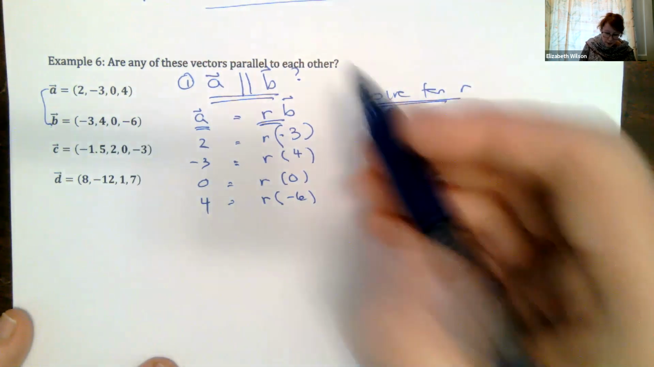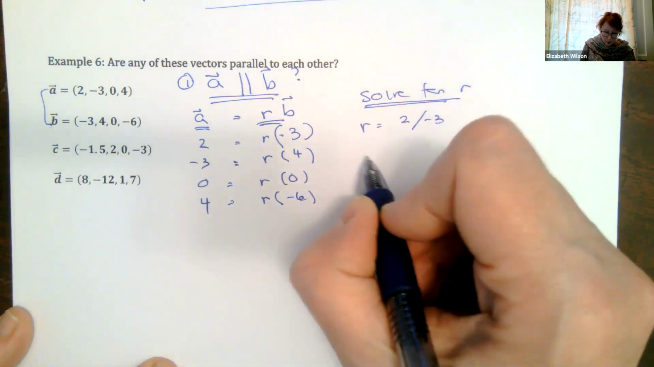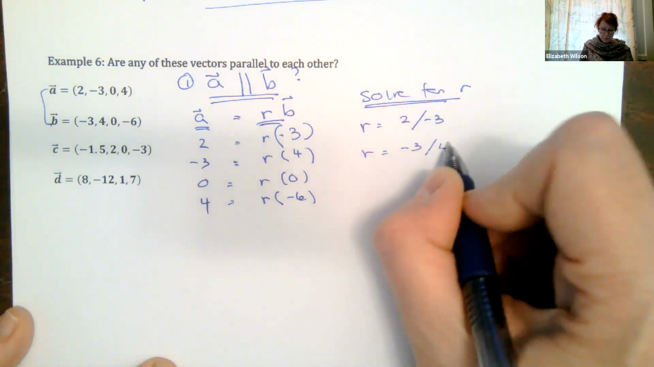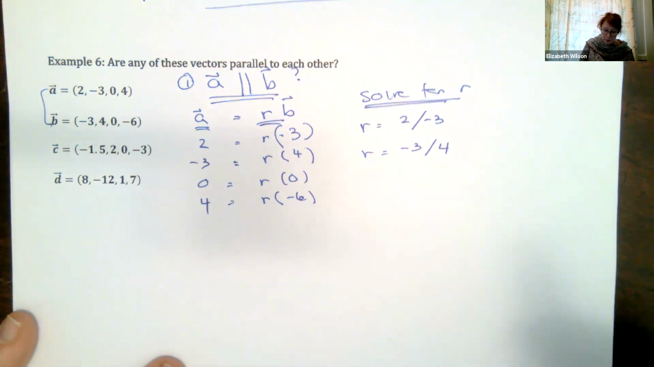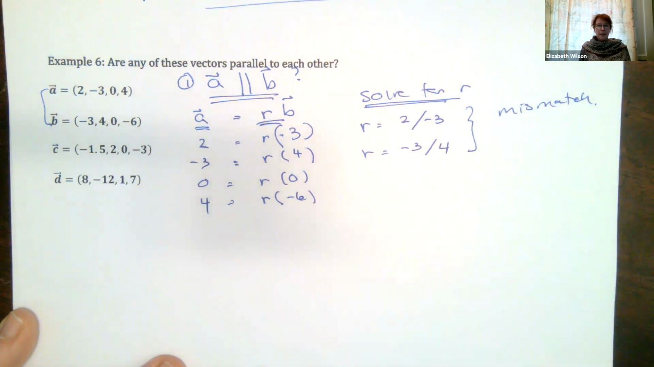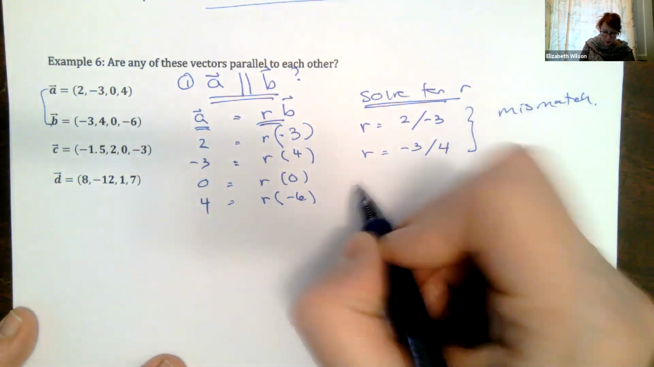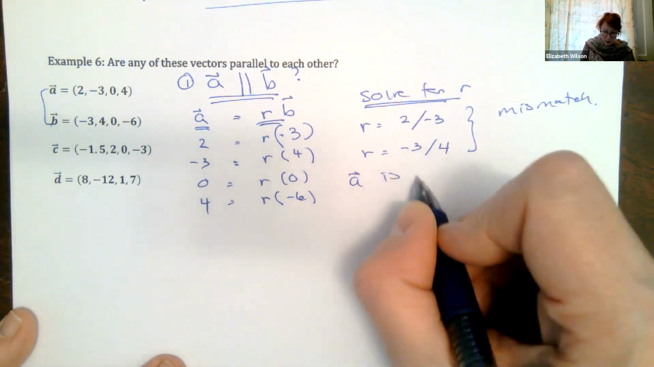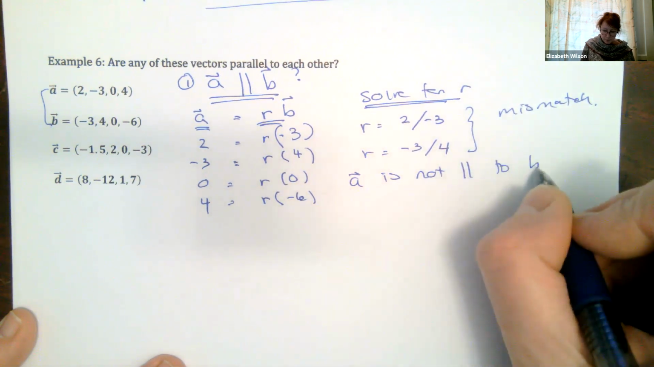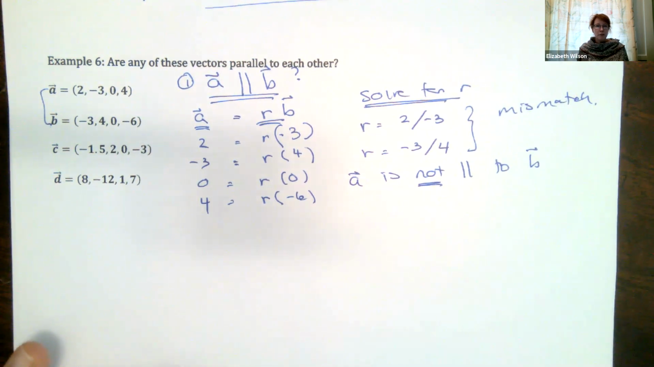So I'm going to go like this. R equals 2 divided by -3. R equals -3 divided by 4. Already I have a mismatch. If I get an R that's a mismatch, it means that they're not scalar multiples. I don't even have to check the rest of them. So A is not parallel to B, because I have an R mismatch. It doesn't matter if the rest of them match. If one of them doesn't match, then they're not parallel.